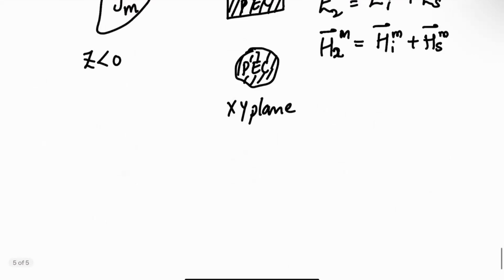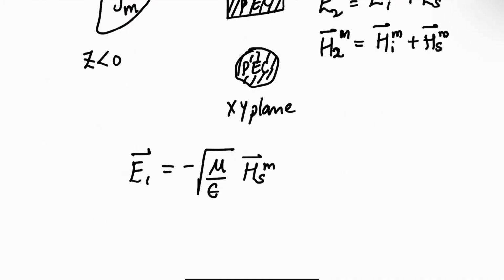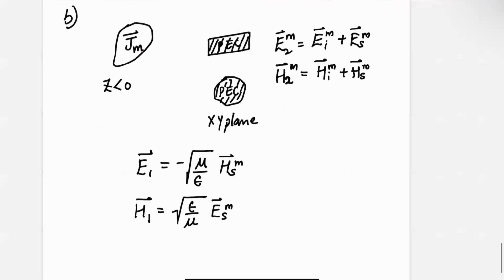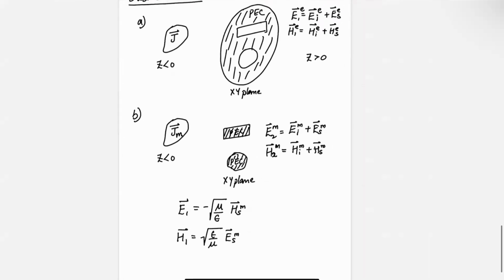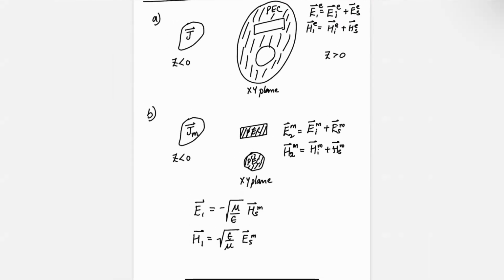All right. So Babinet's theorem says that E1 is equal to minus square root of mu over epsilon HSM, and H1 is equal to square root of epsilon over mu ESM. All right, so what is this saying? This is saying that if I have these two problems, I solve them, I find these total fields. Maybe I should label this as E.